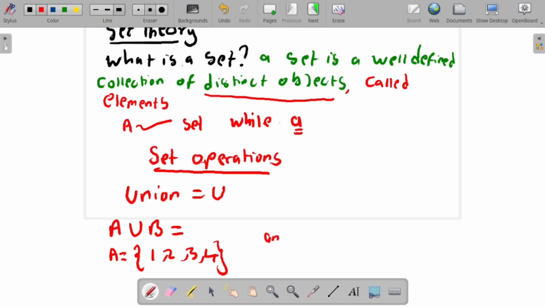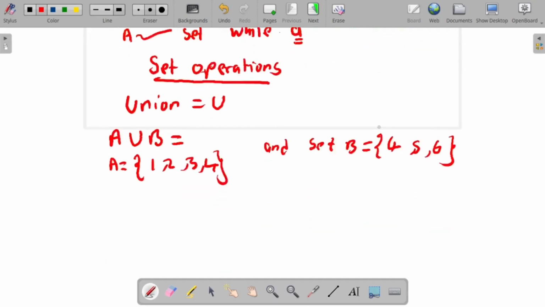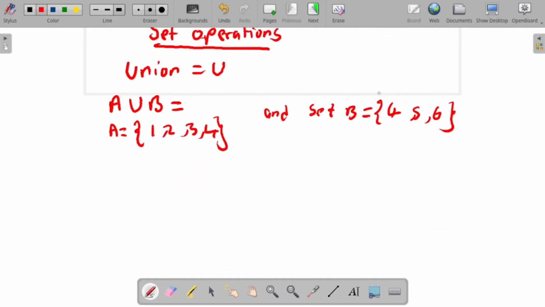and set B is equal to 4, 5, 6. How is A union B going to be? So A union B means that I have to combine set A with set B. So how is it going to be?